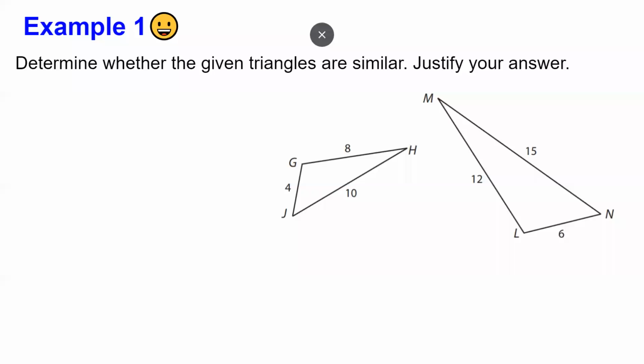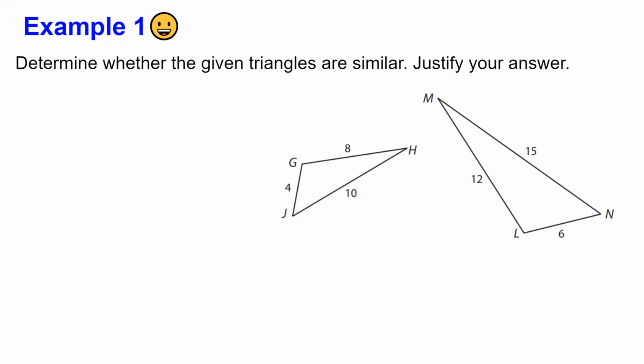So this one says determine whether the given triangles are similar. We're going to justify our answer by stating one of the similarity theorems. In this case, we have triangle GHJ and triangle LMN. We're going to find out if they're similar to each other, and figure out which of the theorems we're going to use to prove that they are. Okay. So with that said, go ahead and copy this one down.